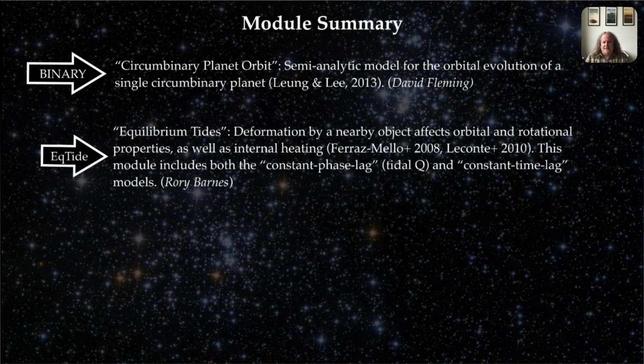Next is Eqtide, which calculates the effects of equilibrium tides. This module tracks how the deformation of an object due to the perturbations of a nearby body will modify the orbital and rotational properties of the two bodies, as well as their internal heating. In this case, we've largely incorporated models from Ferraz-Mello and collaborators, as well as Heller et al. in 2010. This module includes both the constant phase lag model, sometimes referred to as the tidal Q model, as well as the constant time lag model.